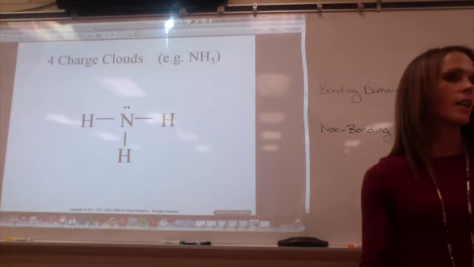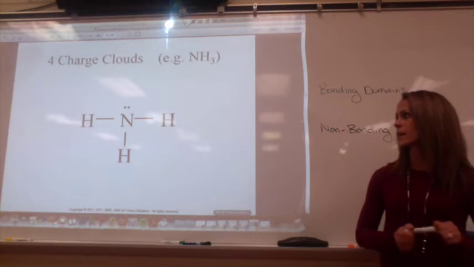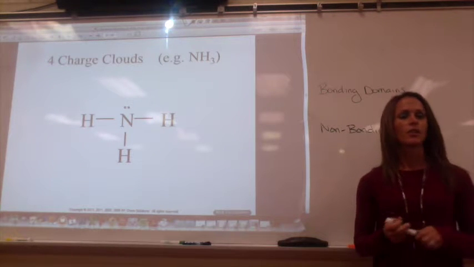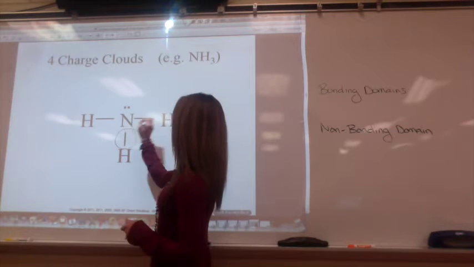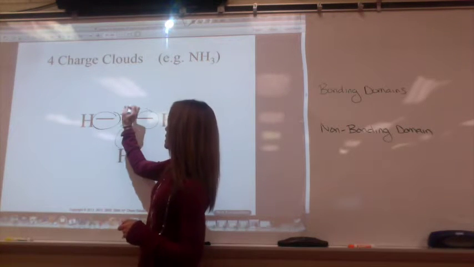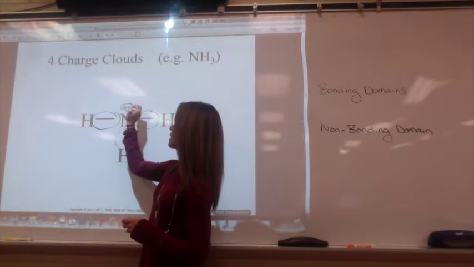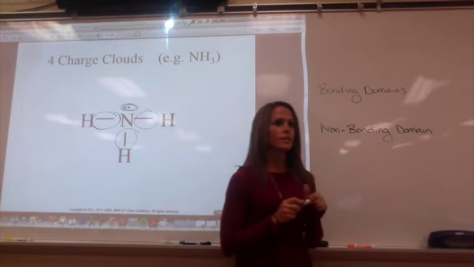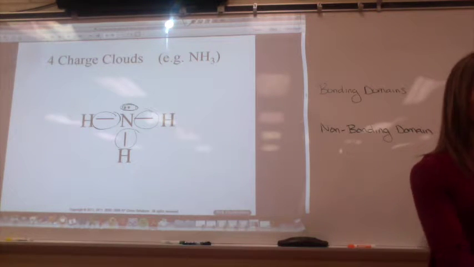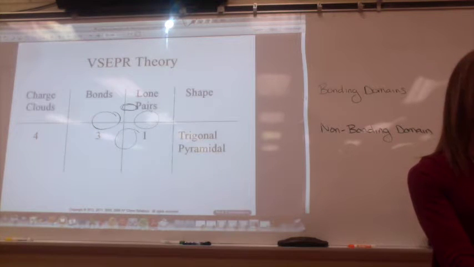Next. Okay, look at it, say it. How many domains? 3. Three bonding, 1 non-bonding. So what is that? Trigonal pyramidal. Yep. So try to say that one again.